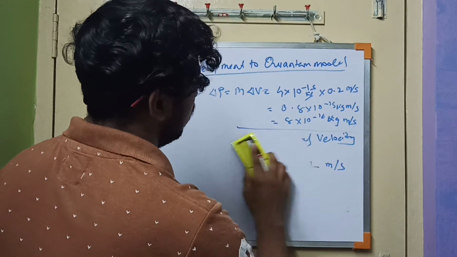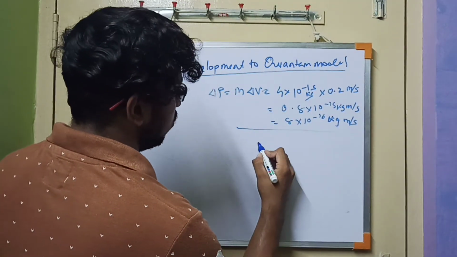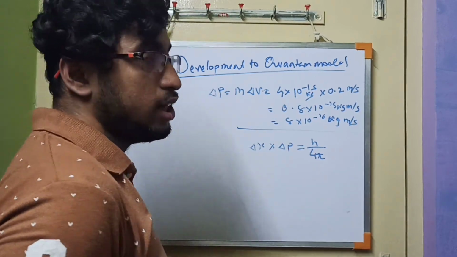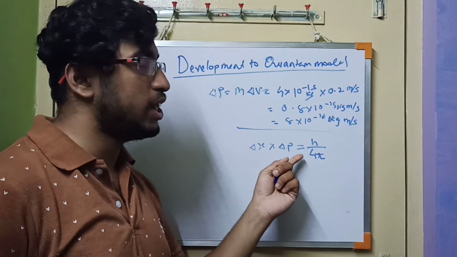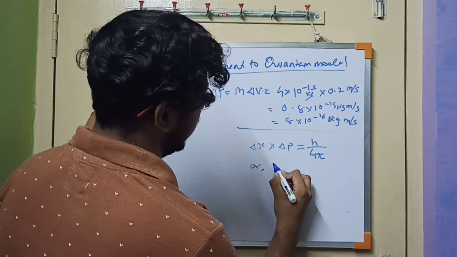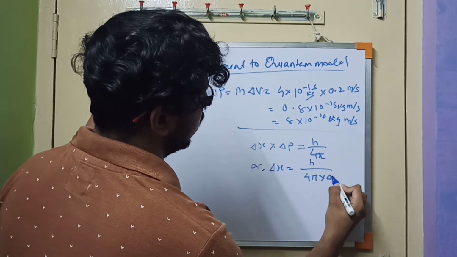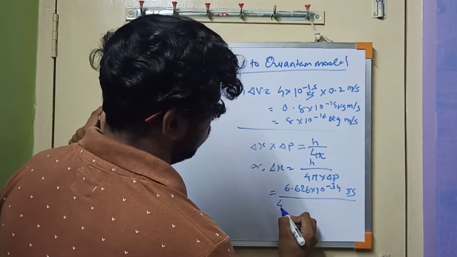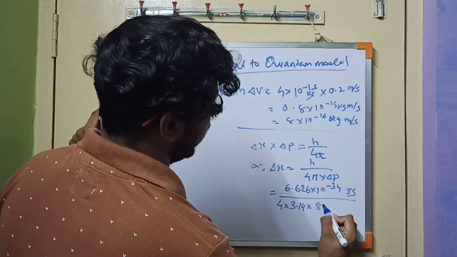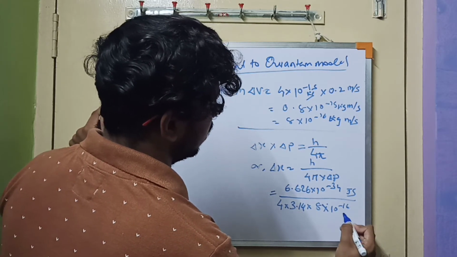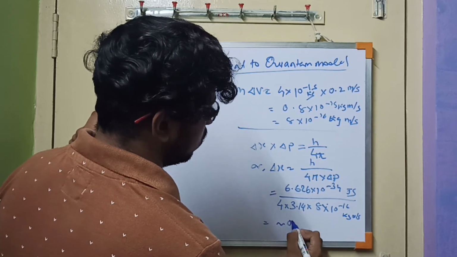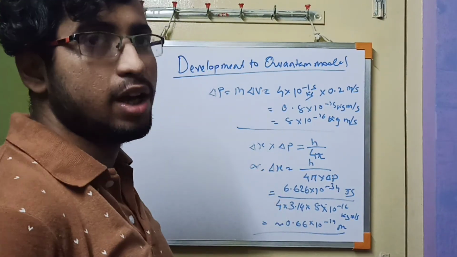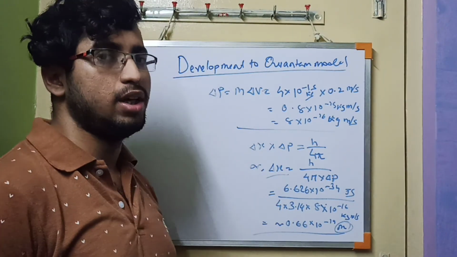Now from the uncertainty of momentum we can take the formula delta x into delta p is equal to h by 4 pi. When solving such numericals, we take the equality value. So delta x equals h by 4 pi into delta p. We take h as 6.626 into 10 to the power minus 34 joule second, pi as 3.14, and delta p as 8 into 10 to the power minus 16 kg meter per second. So it will be nearly 0.66 into 10 to the power minus 19. As we are calculating the uncertainty in position, the final unit will be meter.